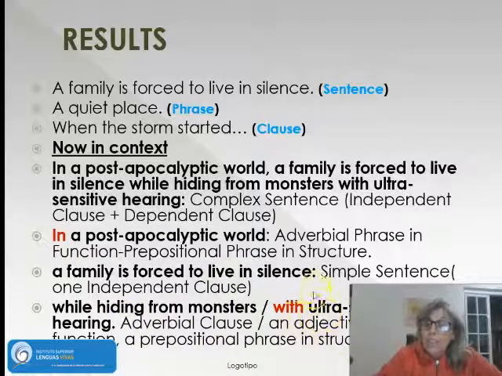In this case, with ultra-sensitive hearing is an adjectival phrase. Why? Because it gives information about the monsters, a characteristic of the monsters. It is an adjectival phrase in function and a prepositional phrase in structure. Why? Because it starts with the preposition with.